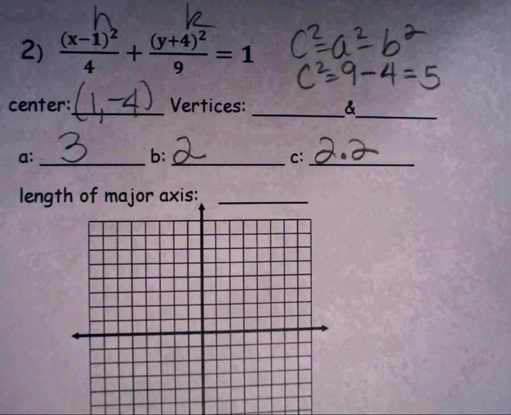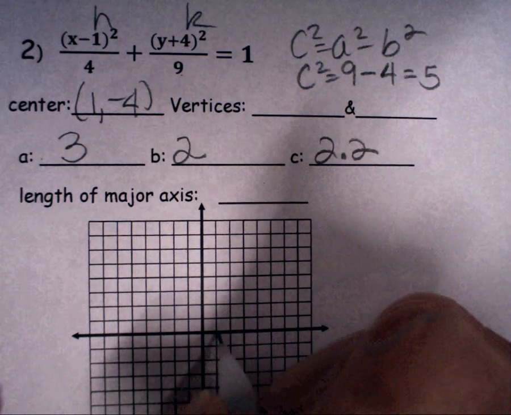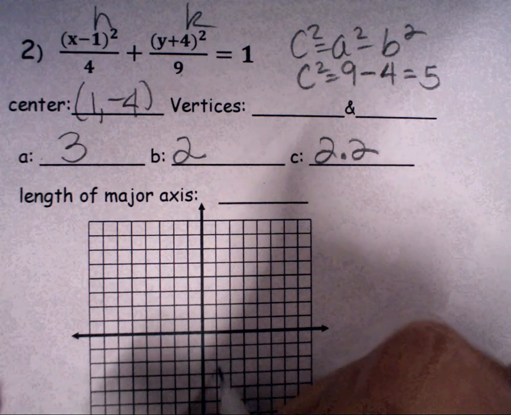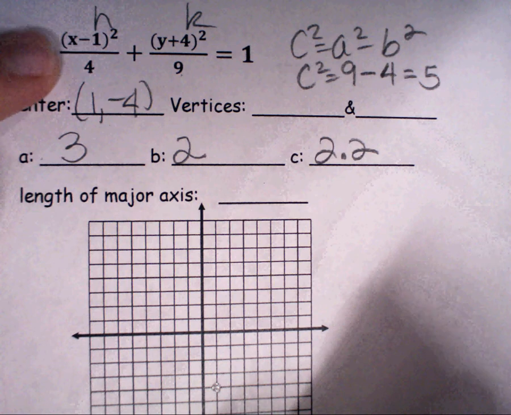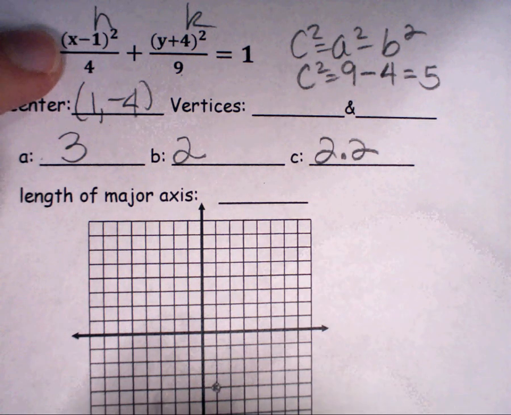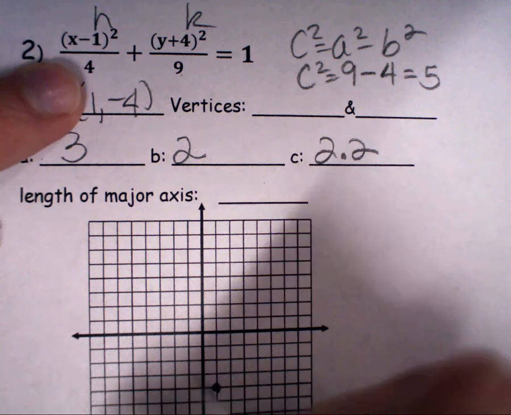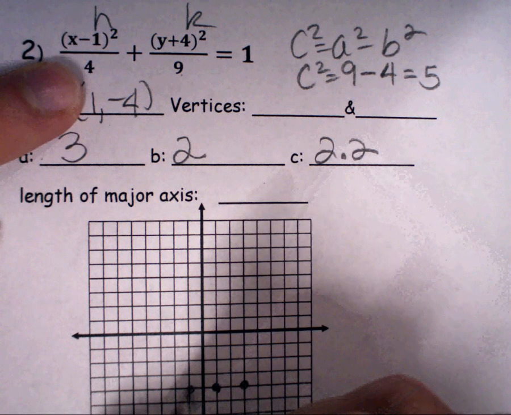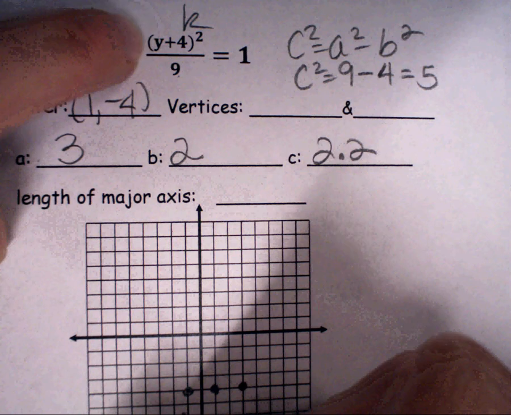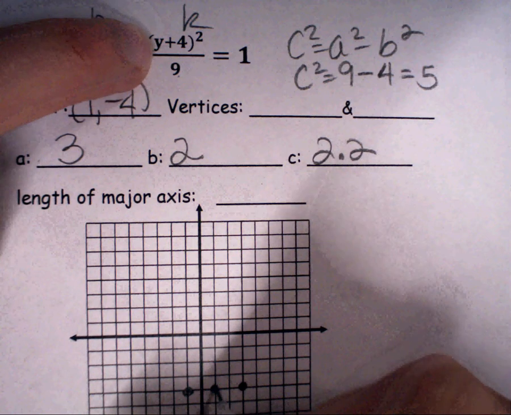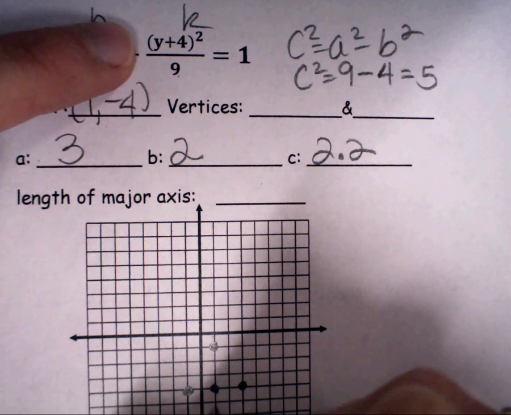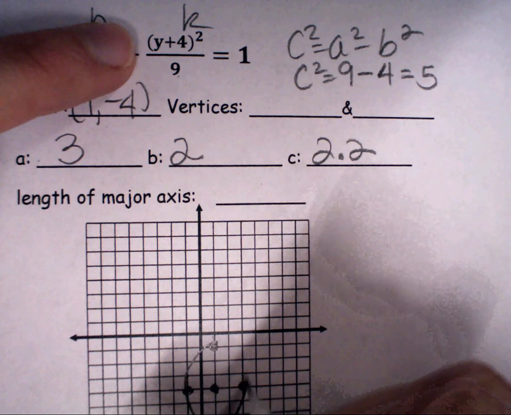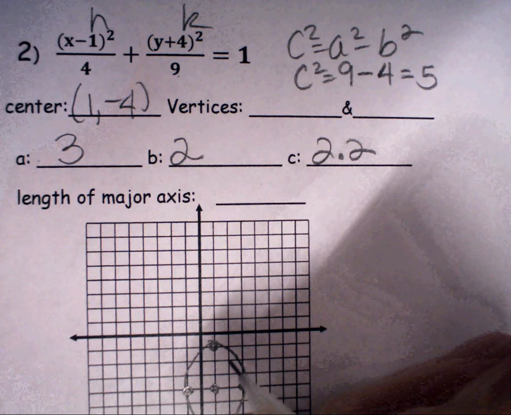So I graph my center at 1, -4. I look at what is underneath my x, because that's going to tell me horizontally what to go. So underneath my x is a 4, so I'm going to go 2 right and 2 to the left. Underneath the y will tell me what to go vertically, so up and down would be 3 and 3. Very symmetrical. Okay, and then we connect it. This is more of a vertical ellipse.